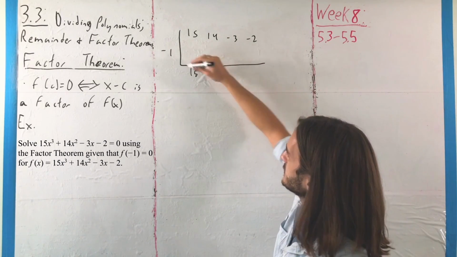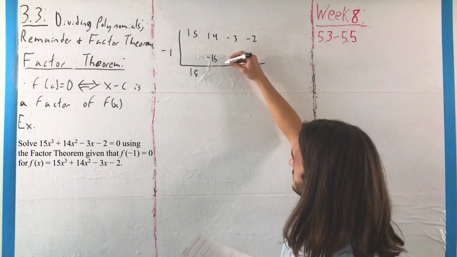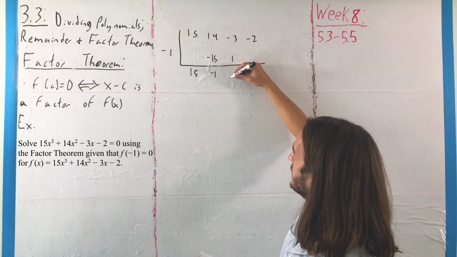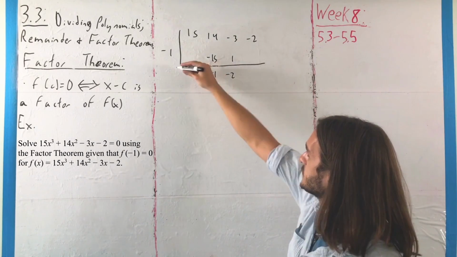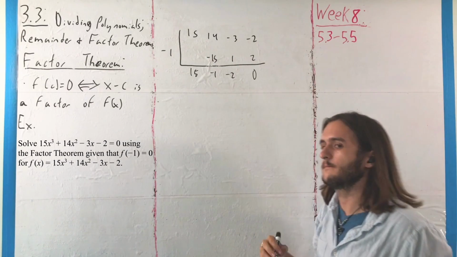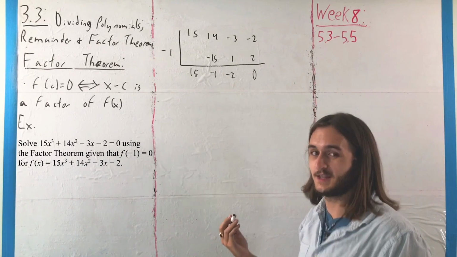Pull down the 15, multiply the negative 1 by 15, you get negative 15, which means you'll be left with a negative 1. Pull over the negative 1, pull that up there, we'll have 1. Take negative 3 plus negative 1, you get negative 2, multiply negative 2 times negative 1, you get 2, add those two together, and you get 0. A little bit quick, but that is how synthetic division works.